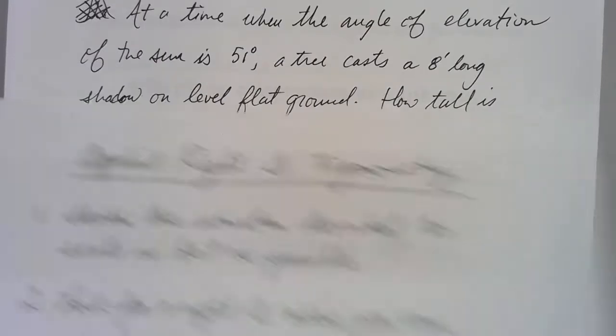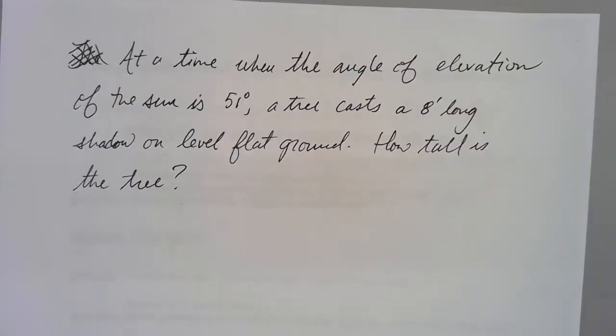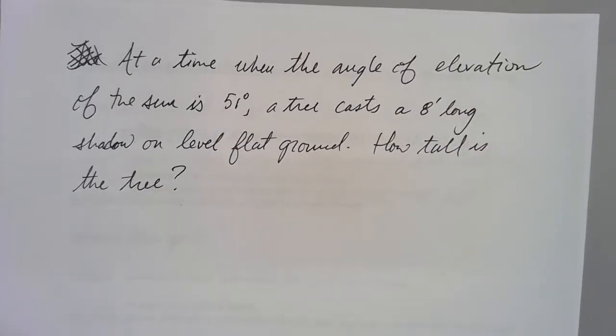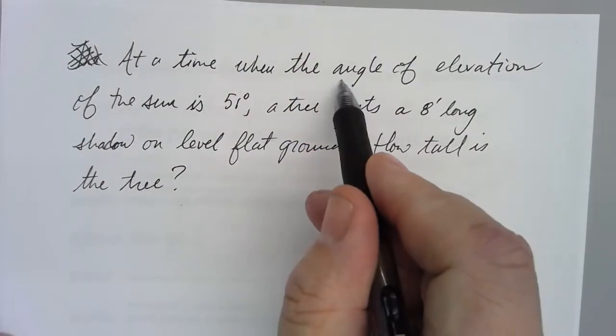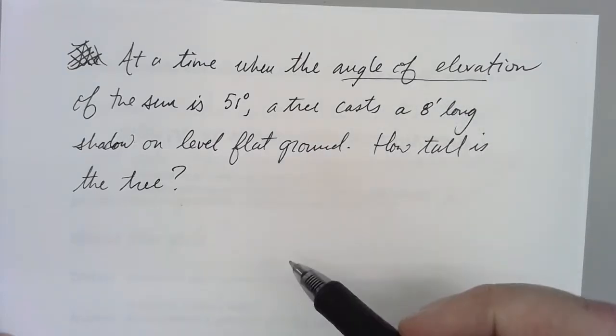So here's the first. This says, at a time when the angle of elevation of the sun is 51 degrees, a tree casts an 8-foot long shadow on level flat ground. How tall is this tree? So first, before I draw my picture, I should explain this idea, angle of elevation.